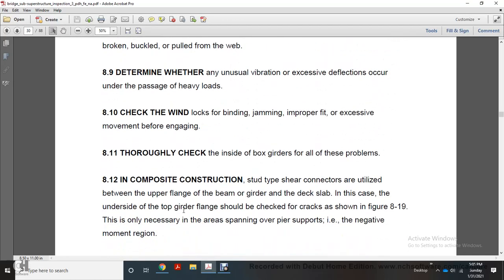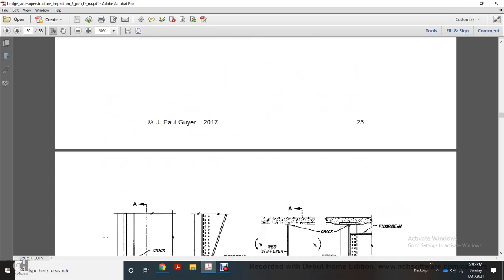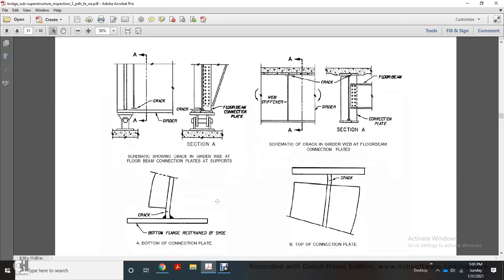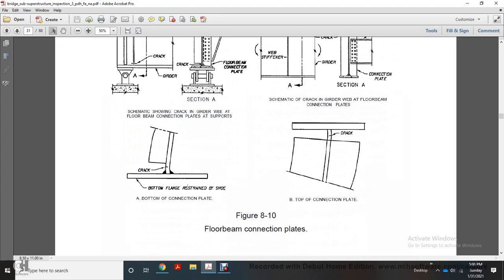Composite construction: stud type shear connectors are utilized between the upper flange of the beam or girder and the deck slab, and in this case the underside of the top girder flange should be checked for corrosion, figure 819. The critical area is over the piers, where negative moment occurs in the region. It then shows section A, the schematic crack in the girder web over the floor beam connection plates: support, crack, girder, floor beam plate, schematic crack, girder and floor beam connection plates, web stiffener, girder, floor beam connection plate, bottom connection plate, check crack, bottom flange restrained by shoe, top of connection plate, and crack.